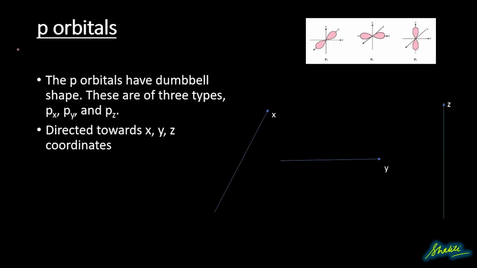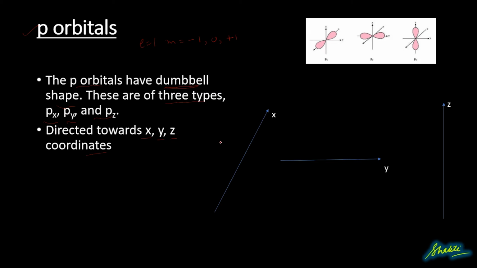Now, p orbitals. The p orbitals have dumbbell shape. These are of 3 types: px, py and pz, and directed towards x, y and z coordinates. Here the value of l is equal to 1, m equal to -1, 0 and +1. P orbitals are dumbbell shaped.